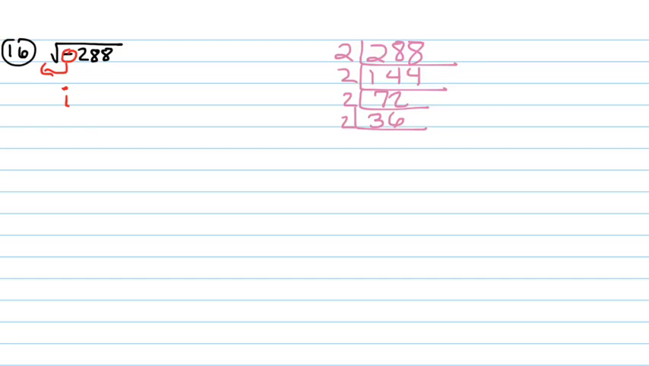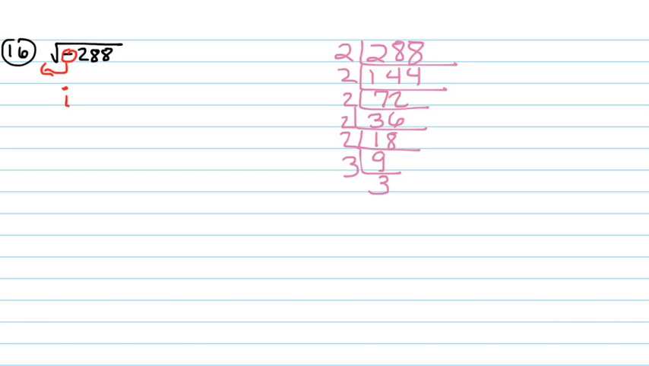This next one, I'm going to take in the 288. I'm not worried about the negative sign. The negative sign is going to come out as an i. So I automatically know there's going to be an i in my answer. So 288 divided by 2, it's 144. I can divide that by 2 and get 72. Divide that by 2, get 36. Divide that by 2, and I get 18. Divide that by 2, and I get 9. Divide that by 3, and I get 3.